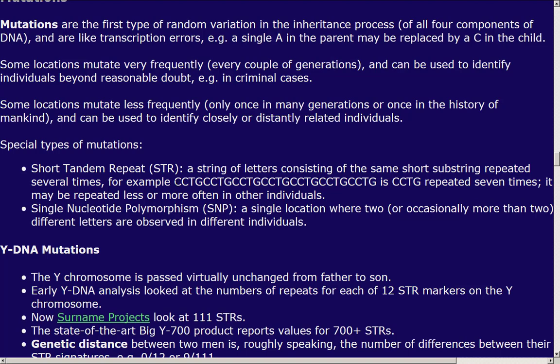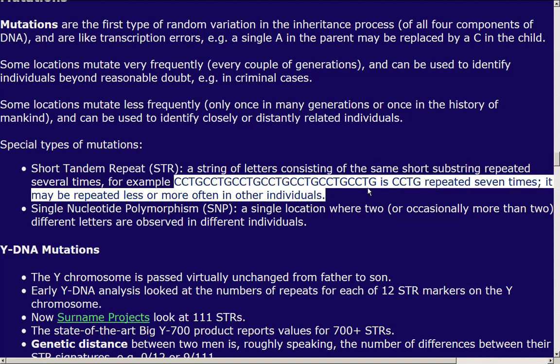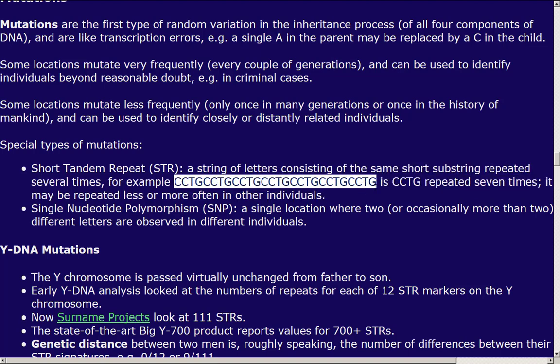There's two particular types that we look at. One is a short tandem repeat. There are often cases where there might be 3 or 4 letters that repeat over and over again. So there's a string of CCTG, CCTG, CCTG repeating, and quite often that will mutate. It'll change from 7 repeats to 8 repeats or 6 repeats. And 2 people who have the same mutation are going to be more closely related than 2 people who don't have the same mutation. The other possibility is just 1 letter changes.